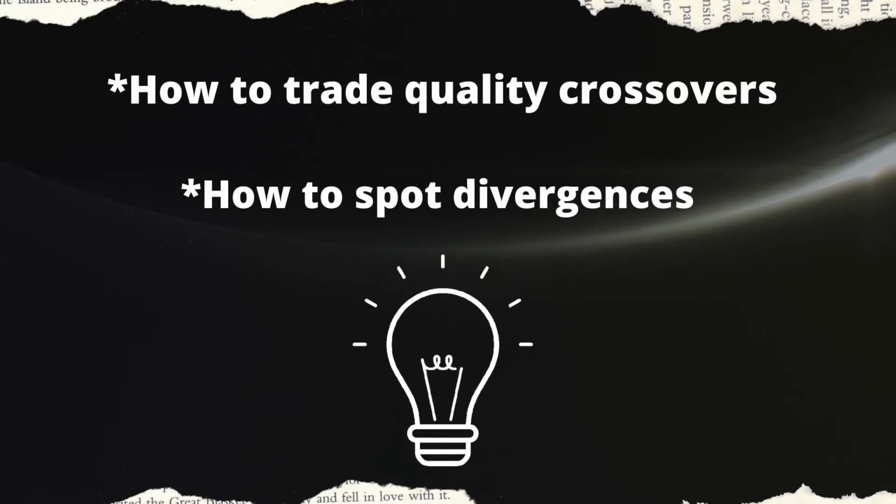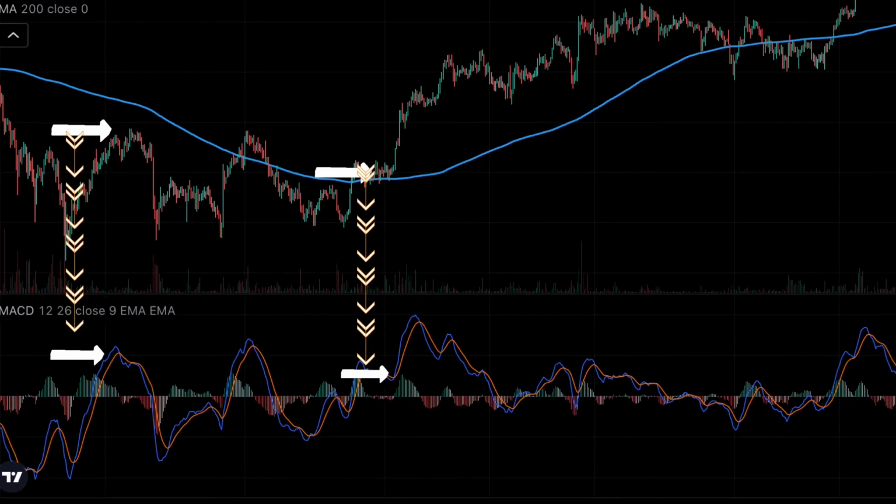I'm going to show you exactly how I use this indicator to bring in consistent profits by spotting quality crossovers and real divergence patterns. First and foremost, I always identify the long-term trend with a 200 EMA on the daily and 4-hour time frames. I also mark up obvious support and resistance zones on those higher time frames before I zoom into the 1-hour chart.